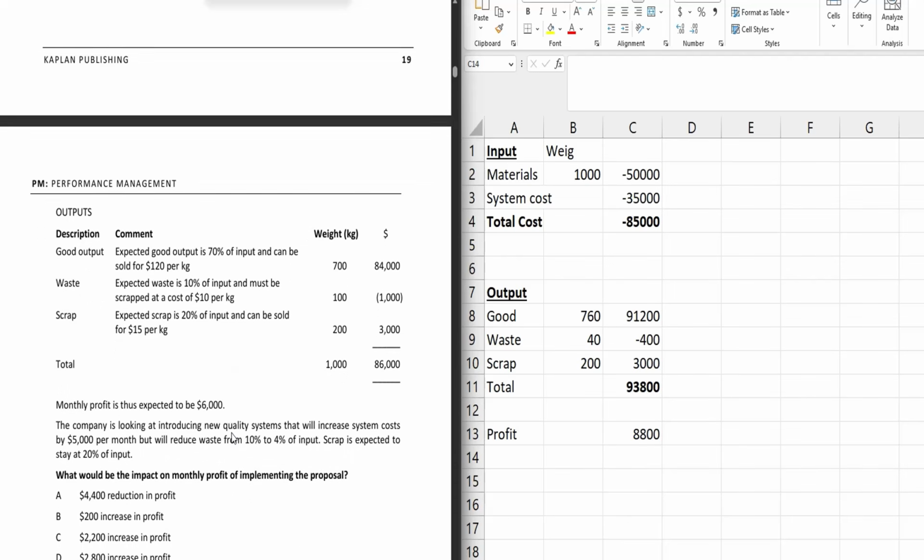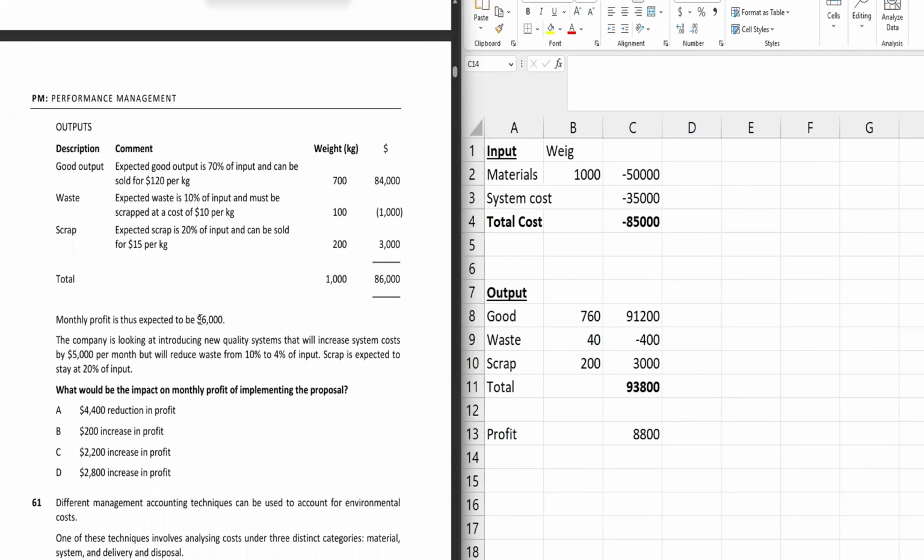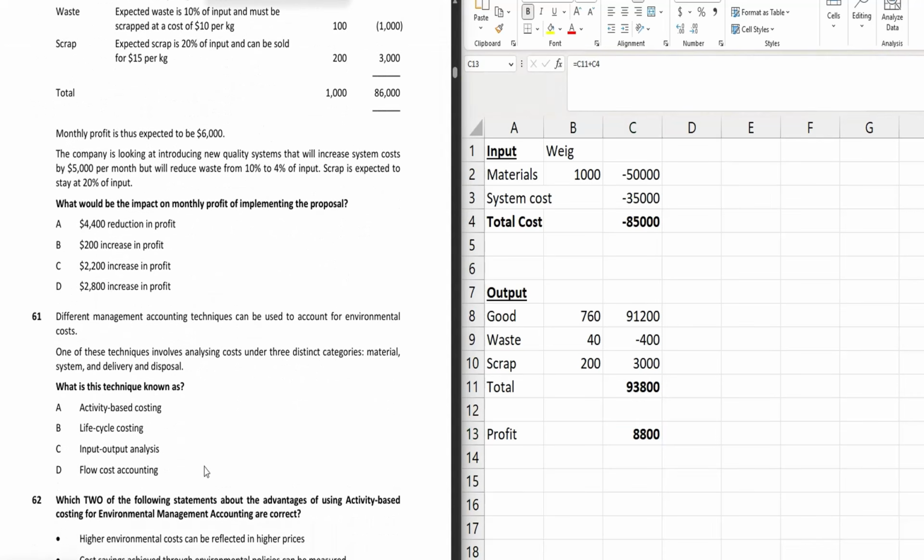Now given the question that previously the monthly profit was 6,000, now it has been increased to 8,800. The difference will be how much? It has been increased by 2,800 and option D will be our right answer. Okay, now let's move to the next question.